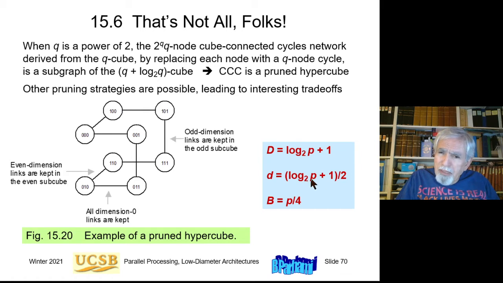The node degree is cut roughly in half. Instead of log 2p, it's almost log 2p over 2. Bisection width is also reduced. Instead of p over 2, it's p over 4. So this is a downside: 1 unit larger diameter, although 1 unit is not really that bad. And this is a plus: node degree is reduced. This is also a downside: smaller bisection.